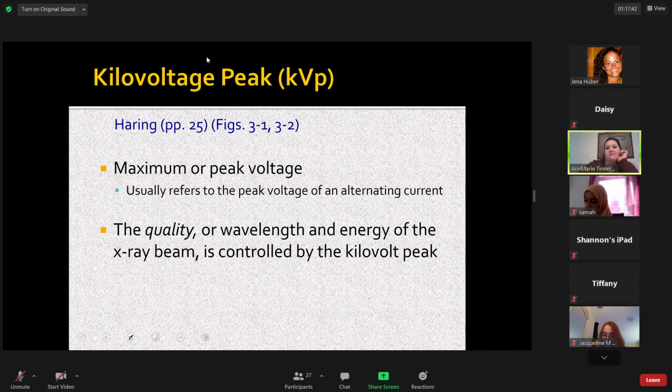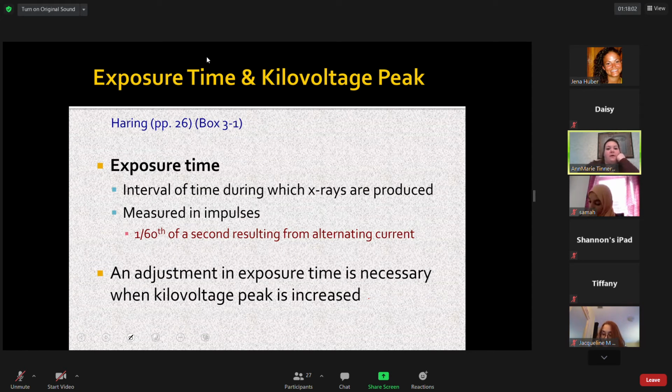All right, so a maximum or peak voltage is usually referring to the peak voltage of an alternating current. And again, this has to do with the quality or wavelength and energy of the X-ray beam, which is controlled by the kilovolt peak, kVp. Okay, exposure time and kilovoltage. Exposure time is an interval of time during which X-rays are being produced. Exposure time is measured in impulses, and you do need to know this, that's why I highlighted it in red, 1/60th of a second.